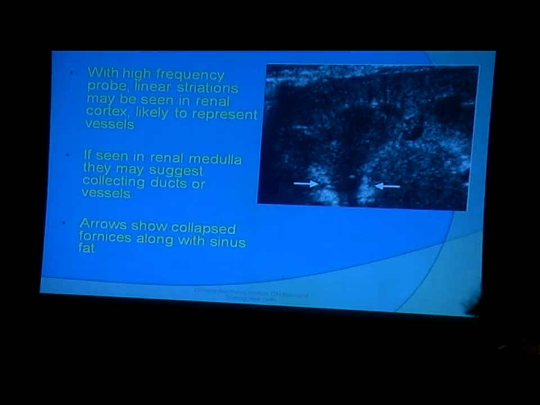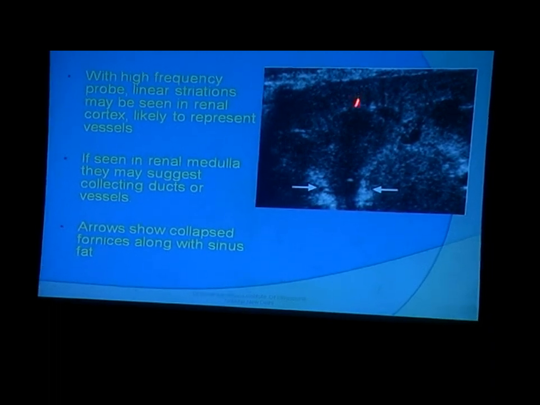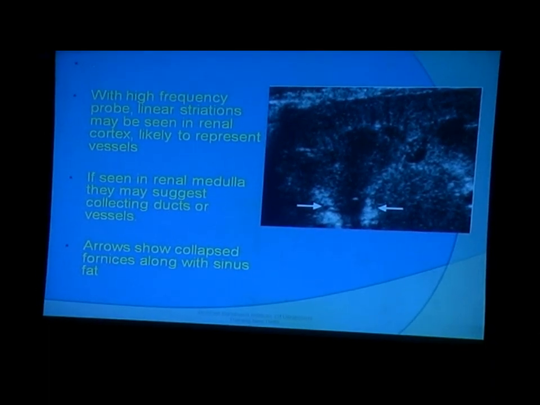Now, when we use a normal probe, we are not able to see this appearance. But if you use a high frequency probe, can you see these lines here? Striations. You may be able to observe striations in the cortex. These are probably because we all know the kidney is a very vascular organ, and these smaller vessels, when we see with a convex probe, are not very clearly seen. But when we see with a linear probe, we can see the lines very clearly, parallel, and we can make out these are the vessels. If you want, you can put color and confirm.